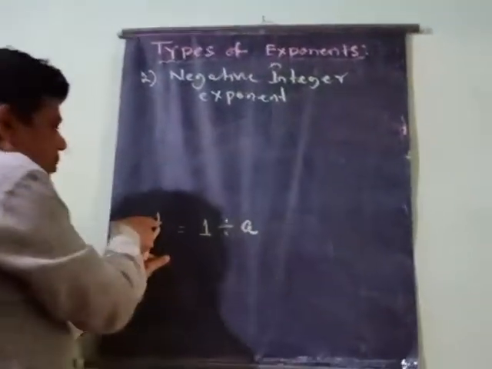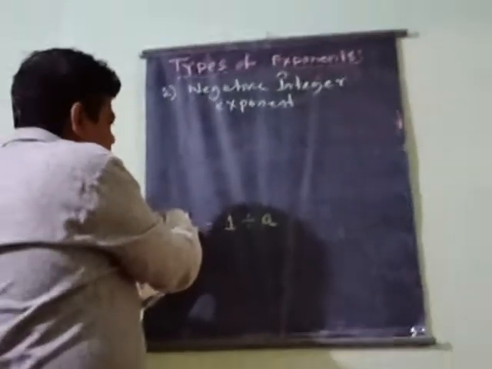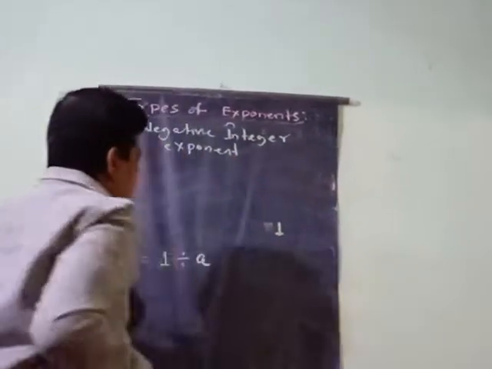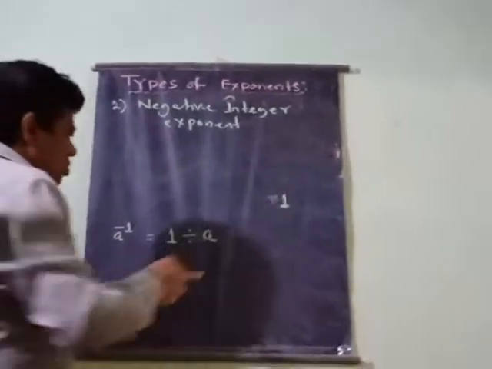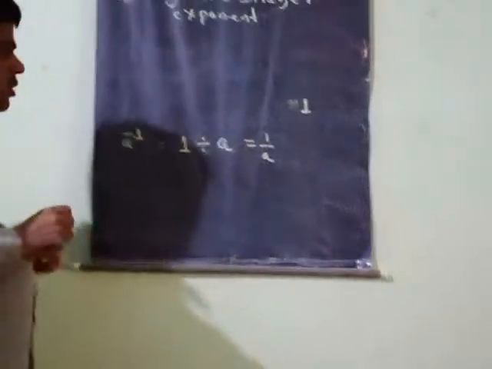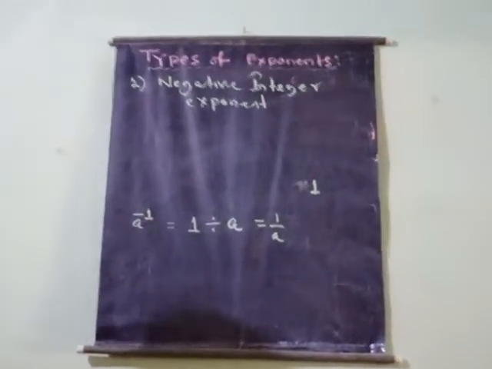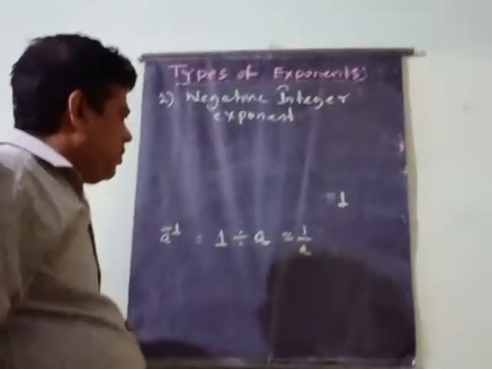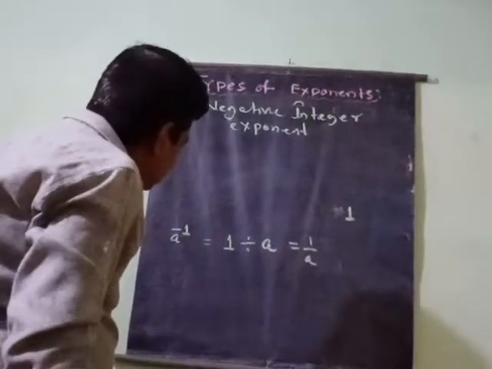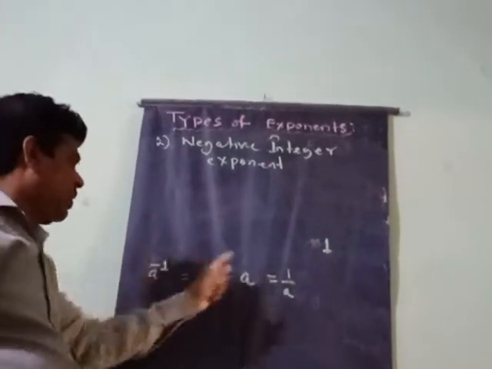What is the power? Minus 1. If you remove the sign, it will be 1, which means 1 time. So a to the power minus 1 is equal to 1 by a. You see how interesting it is. It means a to the power minus 1 is equal to 1 by a, a reciprocal, we can say also.